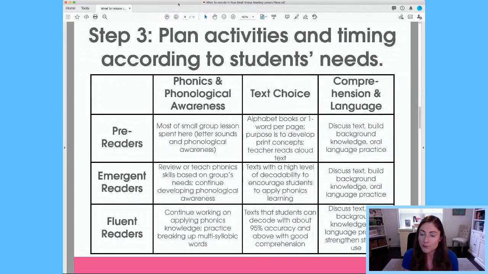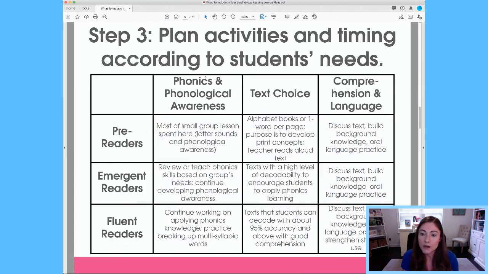All right, so step three would be to plan activities and timing, meaning how long you're going to spend on each activity according to student needs. We're going to break this down, and I think it will also be helpful because after this, I'm going to show you some example lesson plans. Okay, so with our pre-readers, hopefully this is big enough for you to read, but I'll read you everything on the grid.